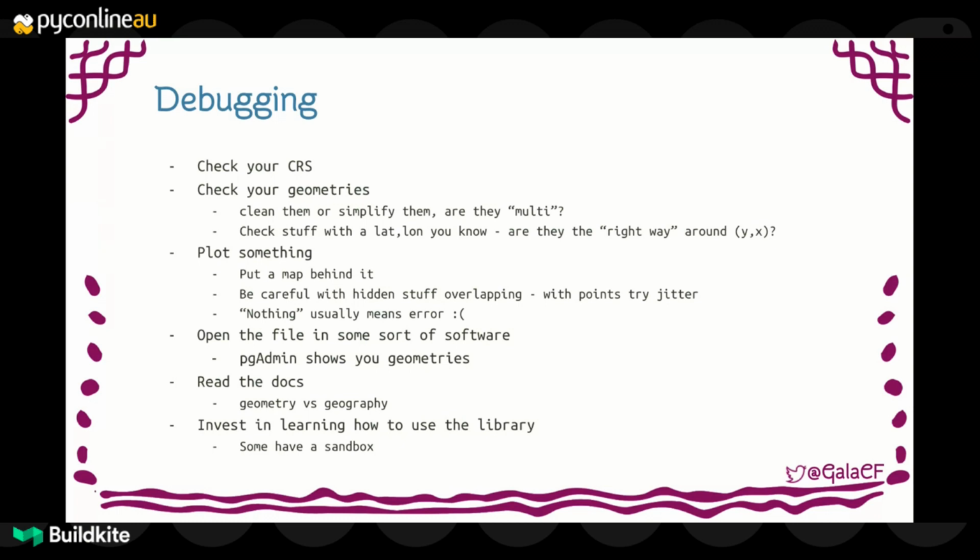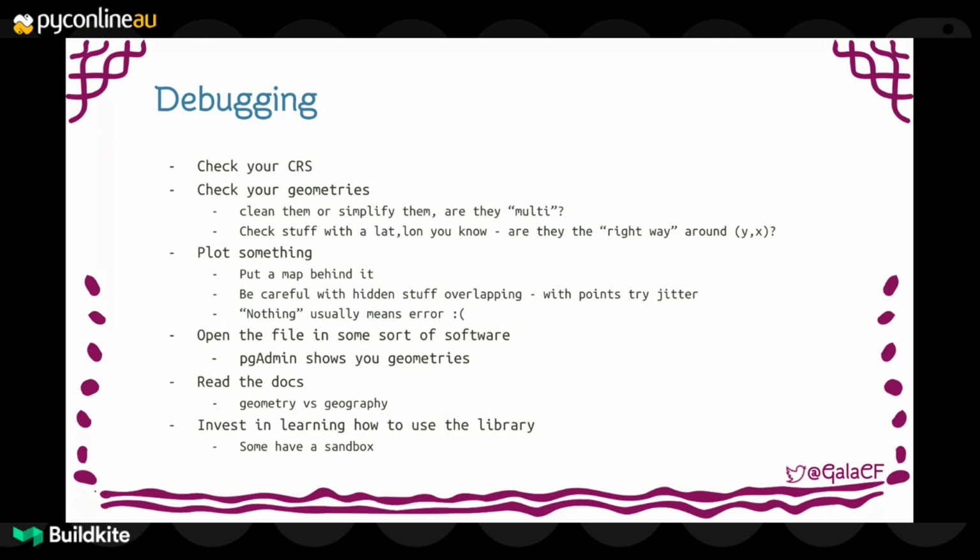A lot of times you plot stuff and you get absolutely nothing. I think this has to do with error checking, like people giving good error messages in the libraries, but nothing usually means there's an error, not that you have nothing. I really like opening the file in some sort of software, so I tend to use QGIS. But as I mentioned before, pgAdmin shows you geometries, so it's a really nice place to go look.